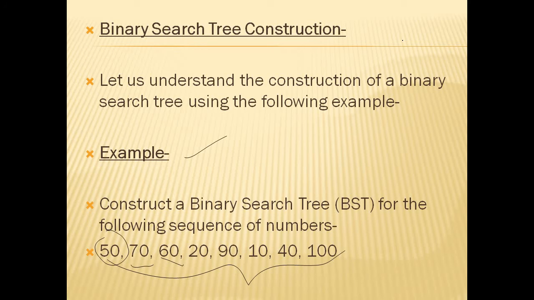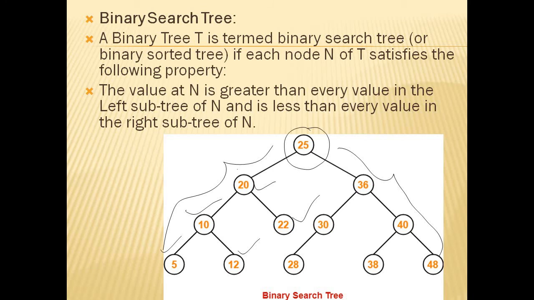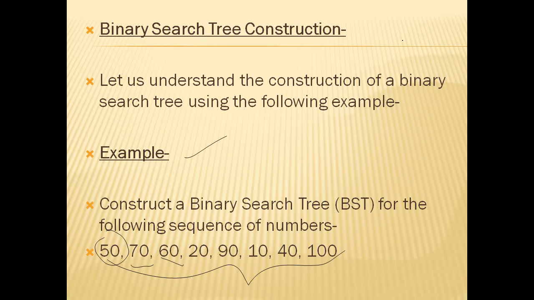So we discussed what is meant by a binary search tree. A binary search tree is a binary tree which follows these properties: the value at n is greater than every value in the left subtree of n and is less than every value in the right subtree of n. The root element should be less than its right subtree elements and greater than its left subtree elements. And we discussed with one example how to construct a binary search tree.